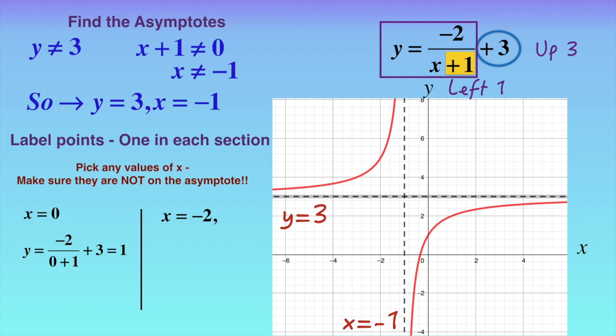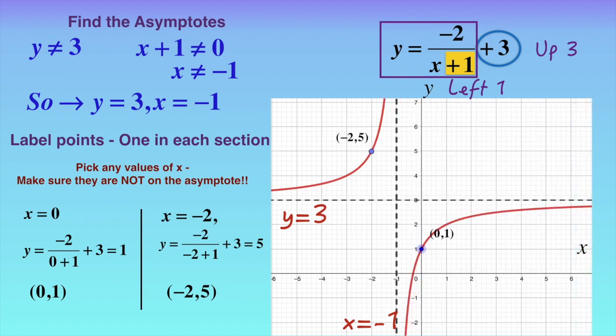So when x equals 0, y equals 1. So my coordinates are 0, 1. And when x equals minus 2, y equals 5. So my coordinates are minus 2, 5. And then I plot those on my graph, and just make sure that everything's in the right spot.